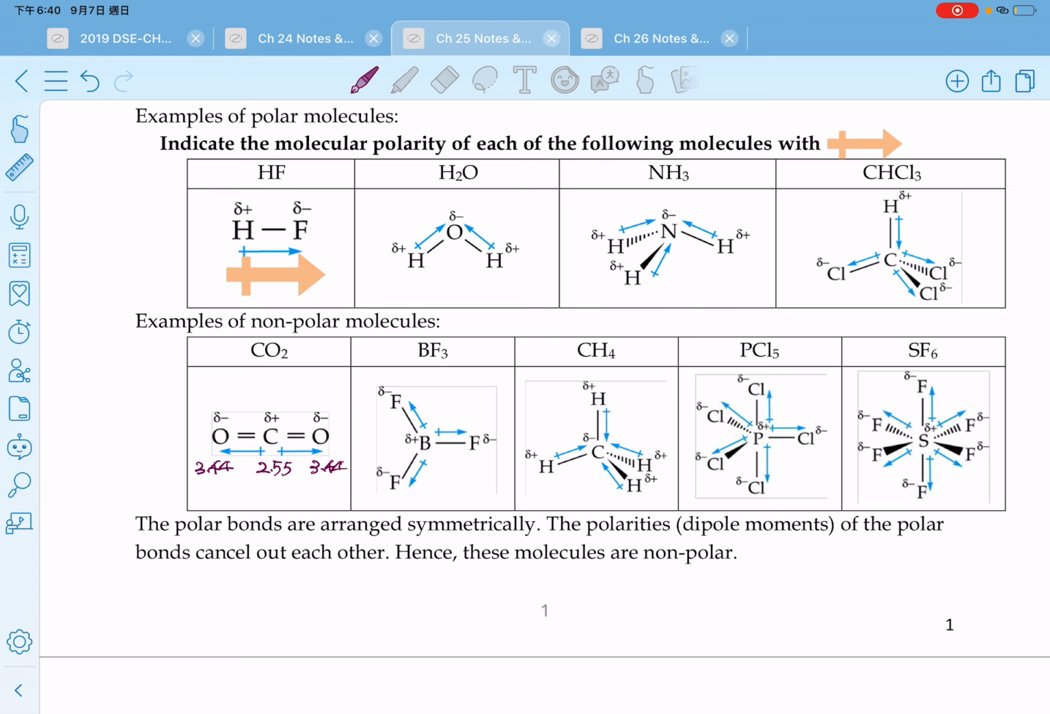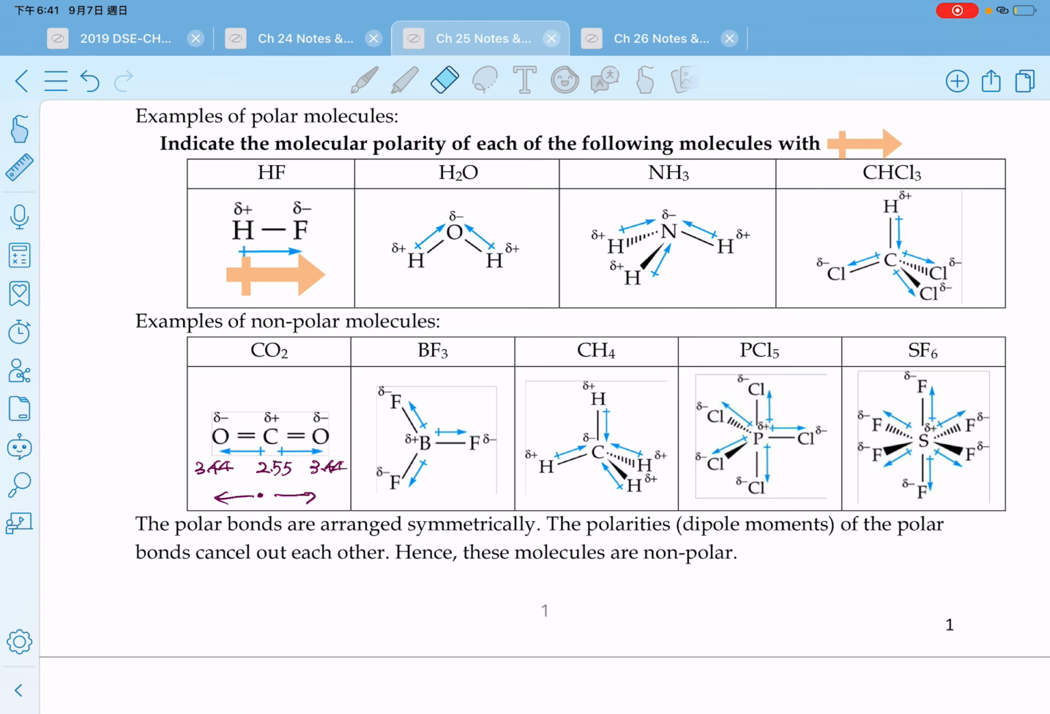Imagine the electron is being pulled to the left-hand side and then to the right-hand side with the same force. And finally, electrons will be stationed in the middle because they experience the same force.